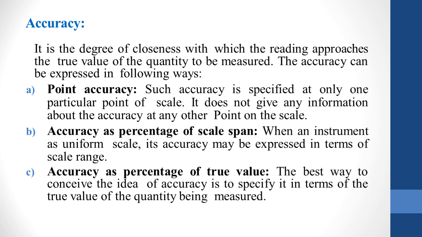The first one is accuracy. It is the degree of closeness with which the reading approaches the true value of the quantity to be measured. So we have a new term called true value. So what is true value? The true value of quantity to be measured may be defined as the average of an infinite number of measured values when the average deviation due to the various contributing factors tends to zero.